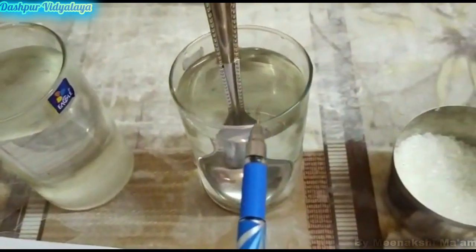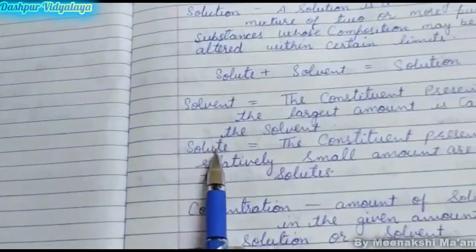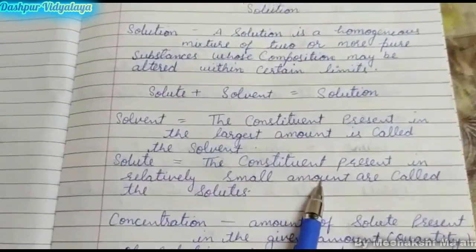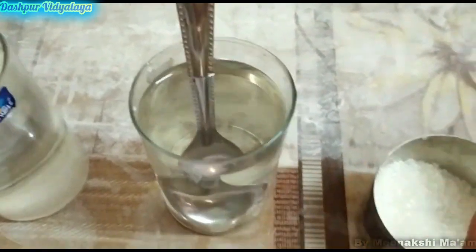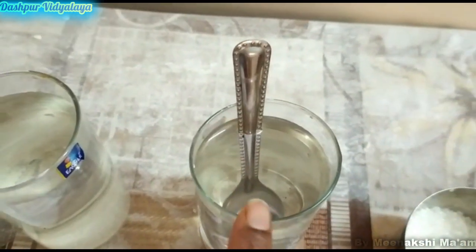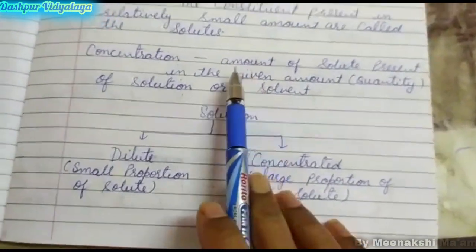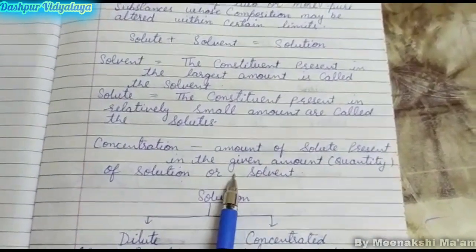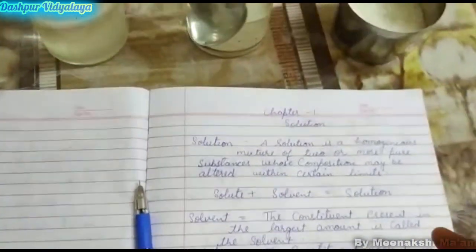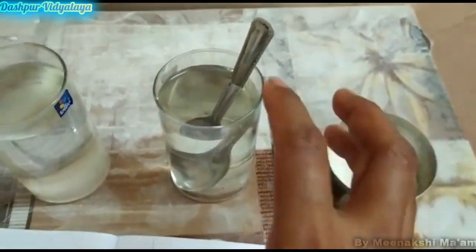Now, what is solvent? The constituent present in the largest amount is called the solvent. In the sugar solution which we have prepared, what is solvent? Water, because we have taken the water in the largest amount. And what is solute? The constituents present in the relatively smaller amount are called solute. Means, in this sugar solution, what have we taken in the smaller amount? The sugar. Means only one spoon of sugar we have added to the one glass of water. So this sugar will act as solute, because we have taken it in a very small amount.